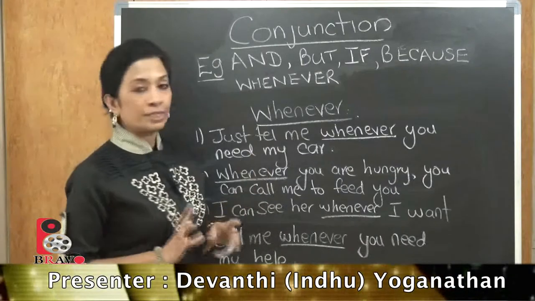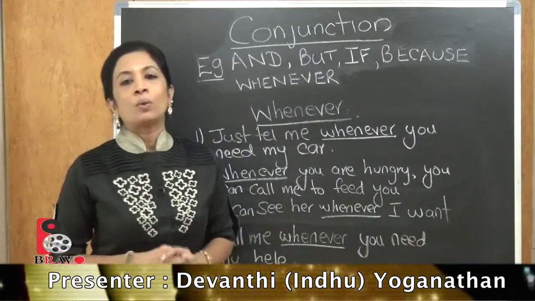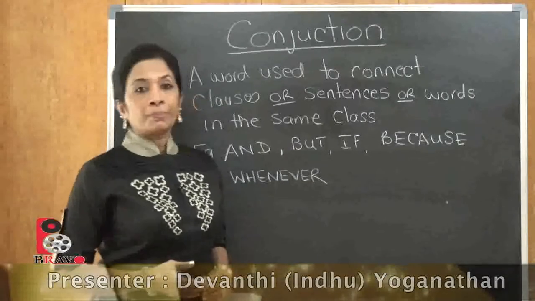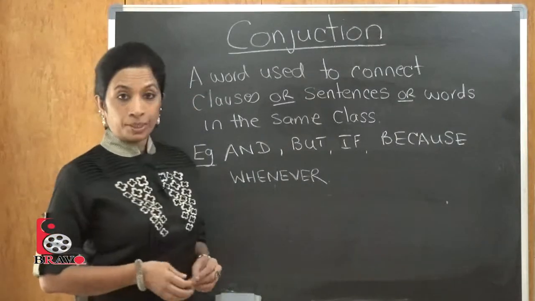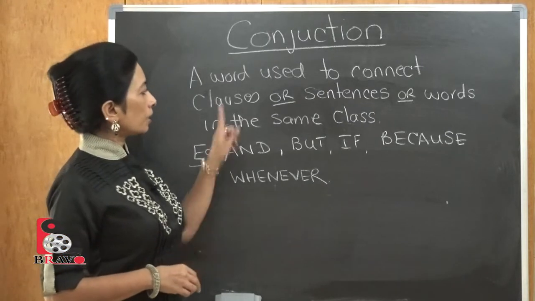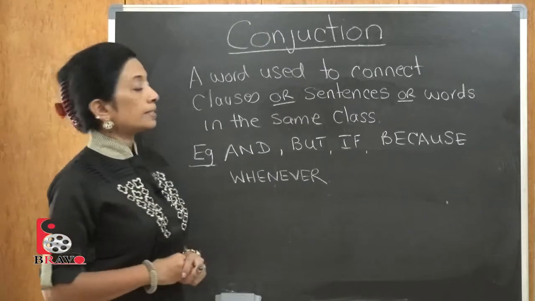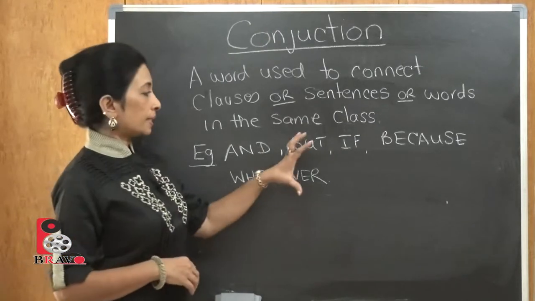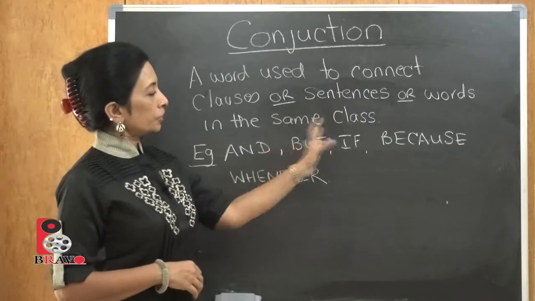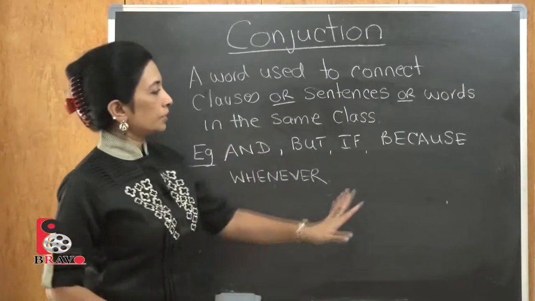I have only given you just 4 examples each so that you can understand how and when to use it. Conjunction is our topic today, and the description of conjunction: a word used to connect clauses or sentences or words in the same class. So it's a combination of two sentences or clauses or words connected by these conjunction words.